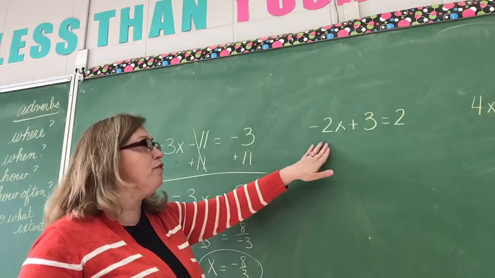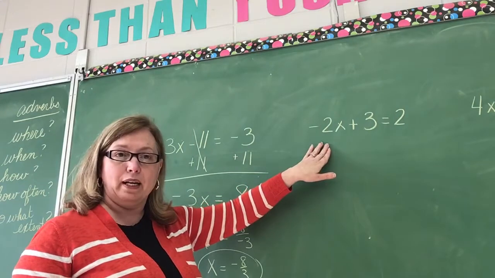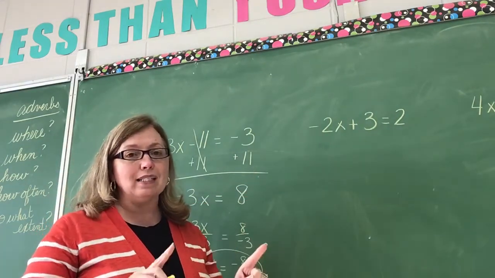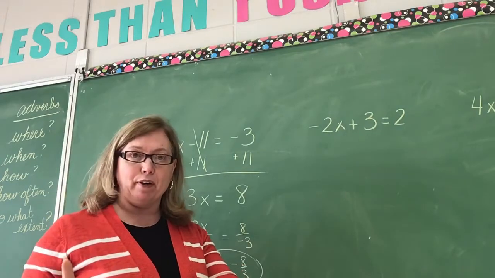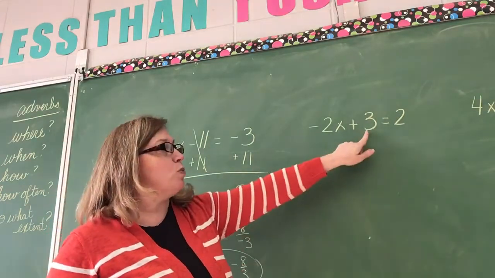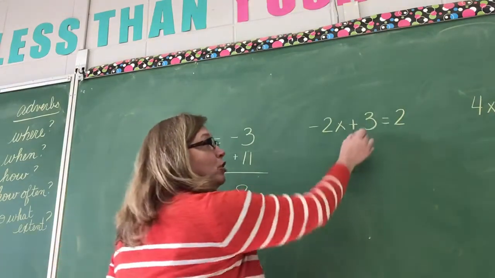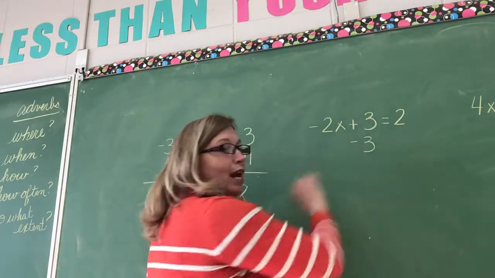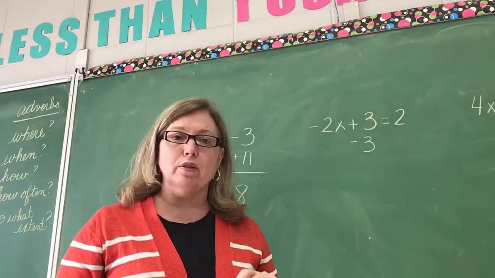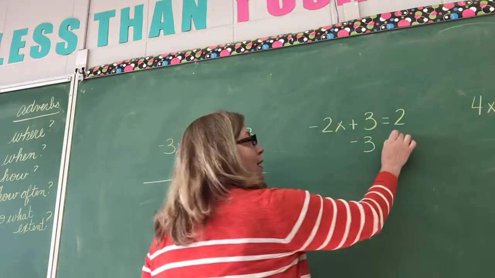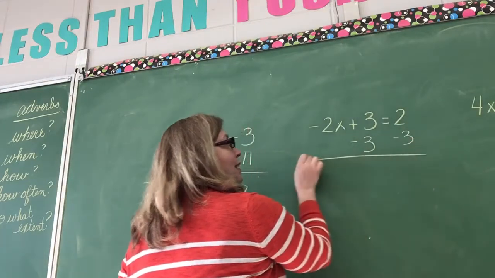There's your answer. Okay, let's try the same process again with a different equation. We have negative 2x plus 3 equals 2. Again, I want to get all of my constants on one side, all of my variables on the other. So the easiest way is going to be to get rid of this positive 3. I'm going to do the opposite. I'm going to subtract 3. That's rule number 1, do the opposite. Rule number 2, whatever you do on the left, do on the right. So I'm going to subtract 3 from that side.